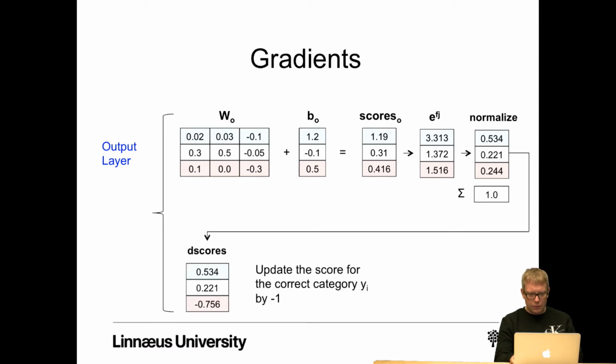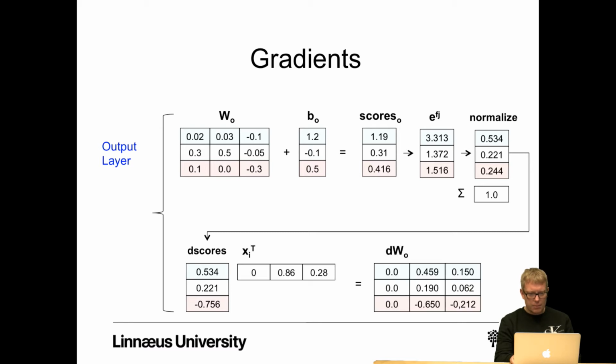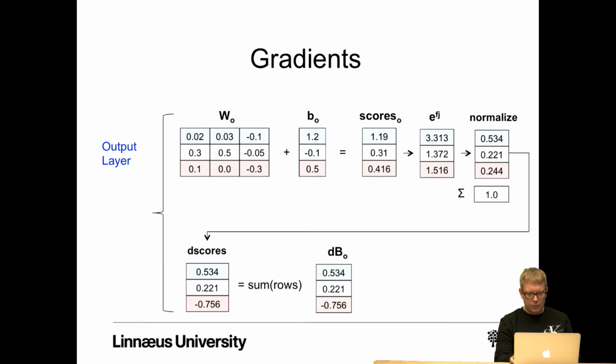And we calculate the d-scores. We update the score for the correct category, which is red in this case, by -1. We multiply by the transpose of the input example, and now we get a new set of weights, which we use, or dW, the way we should change the weights to get closer to the training example. And the db is the sum of the rows, and since we only have one training example, db equals d-scores. That's what we did before. The output layer is exactly the same as the linear softmax classifier.